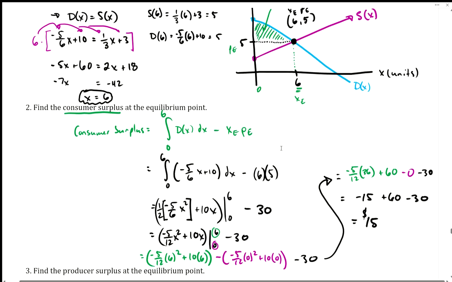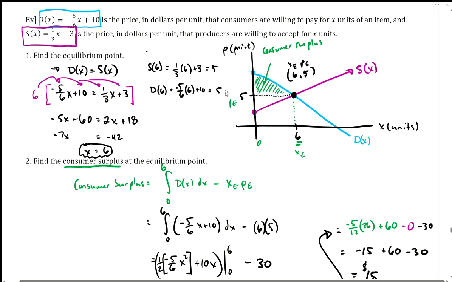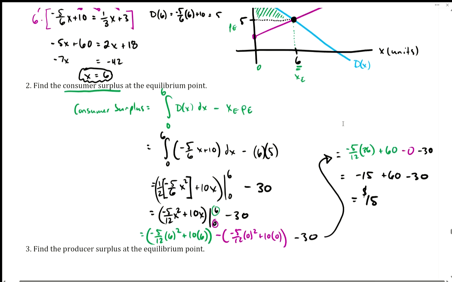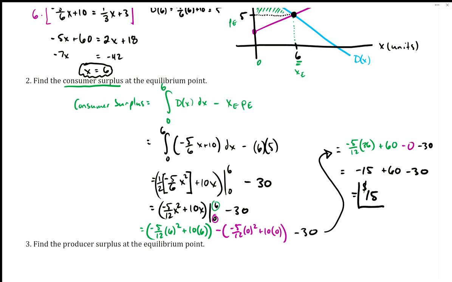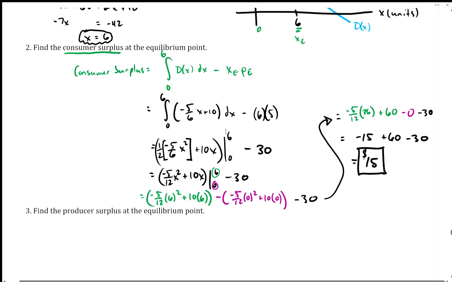So that's it, we found it. That was the area under that curve there. Big setups. And then let's take care of this producer surplus as well.